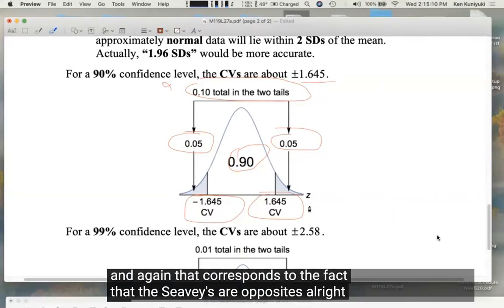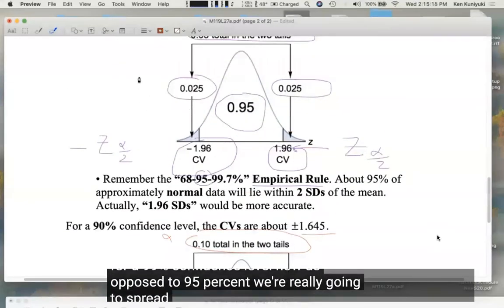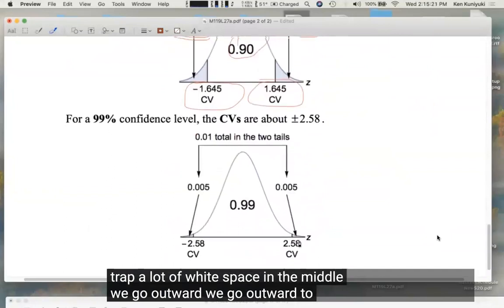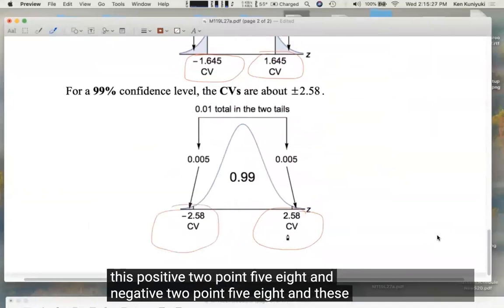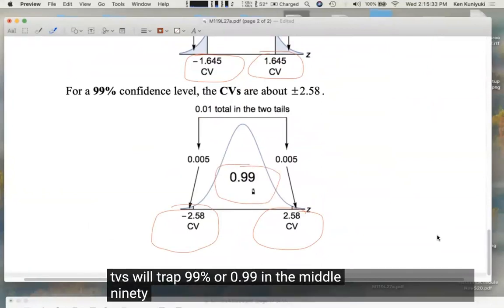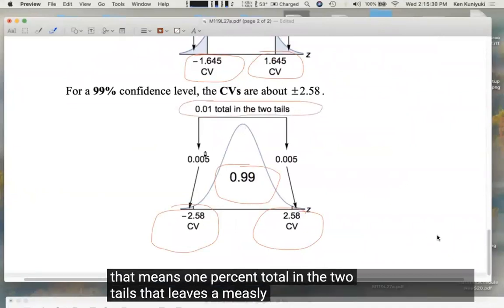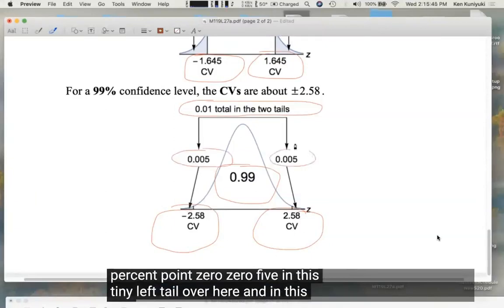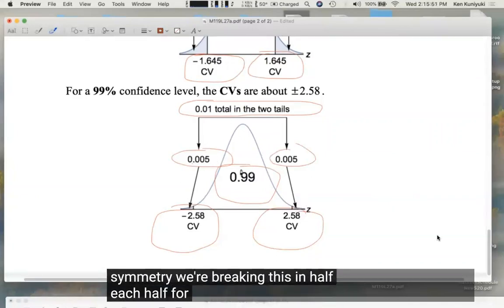All right. For a 99% confidence level, now as opposed to 95%, we're really going to spread the CVs out. We're going to trap a lot of white space in the middle. We go outward to, look at this, +2.58 and -2.58. And these CVs will trap 99% or 0.99 in the middle. So that means 1% total in the 2 tails. That leaves a measly 0.5%, 0.005 in this tiny left tail over here and in this tiny right tail over here. Again, we use symmetry. We're breaking this in half, each half for each of these 2 tails.